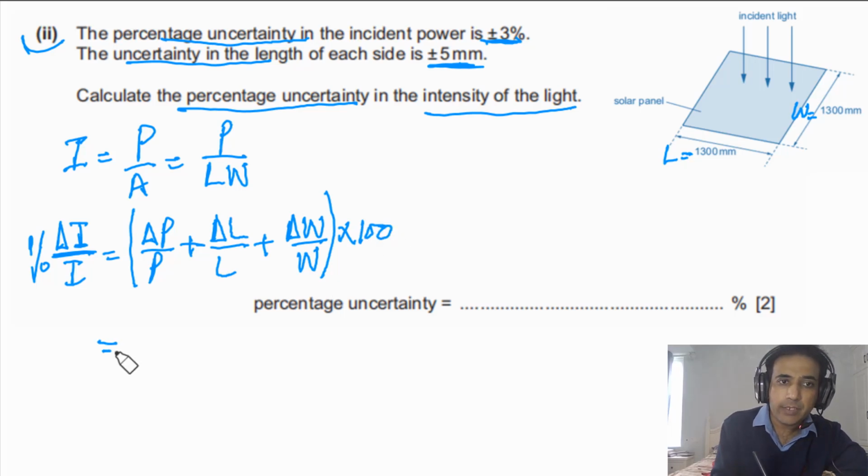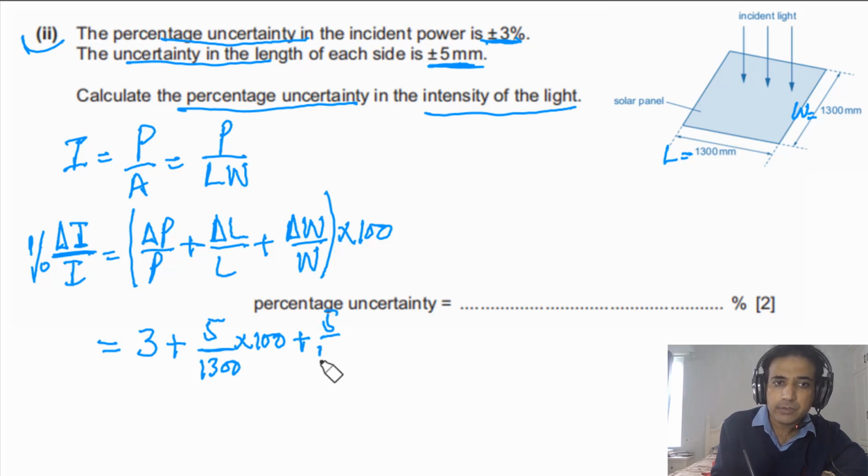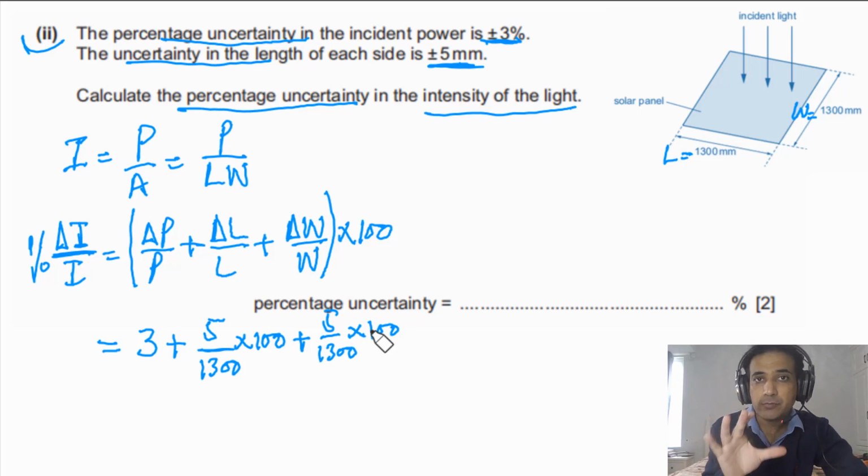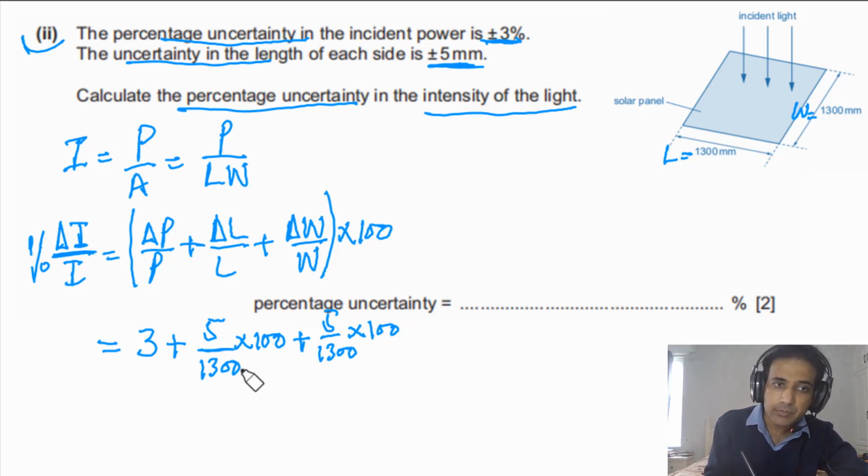Now we have the values, so we can plug in. The percentage uncertainty is 3% plus 5 divided by 1300 multiplied by 100 plus 5 divided by 1300 multiplied by 100. You have to be careful with the units. This one has millimeters and this also has millimeters, so we can use them. If units are not the same, you have to convert them.